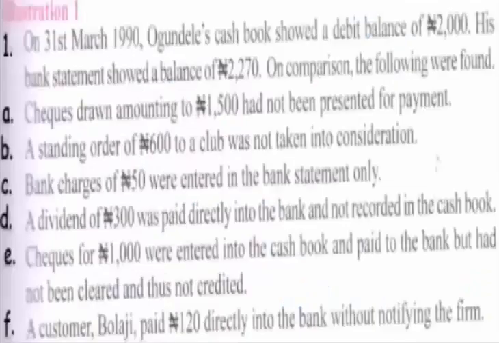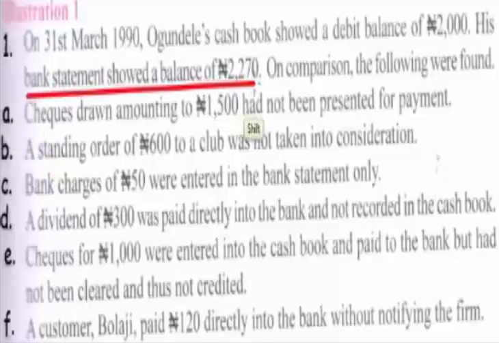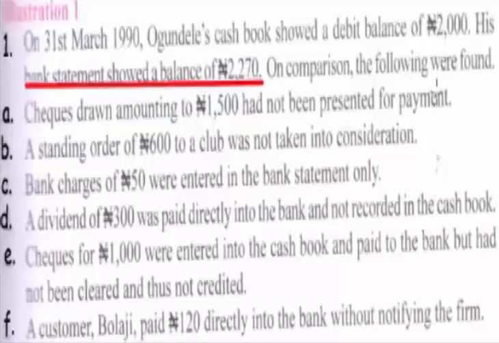Okay, let's take an illustration on method A. The question we have on the board is: on the 31st March 1990, Ogundele's cash book showed a debit balance of 2,000 naira. His bank statement showed a balance of 2,270. On comparison, the following were found as the reasons for the discrepancy between the cash book balance and the bank statement balance. And we can see that the amount of the discrepancy is 270.